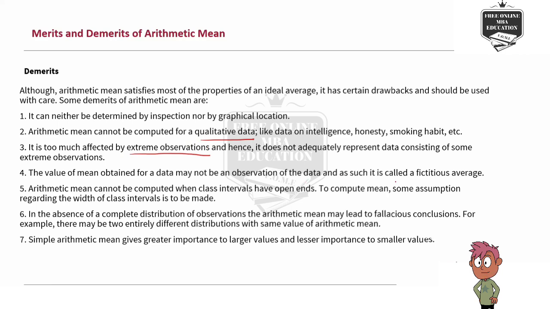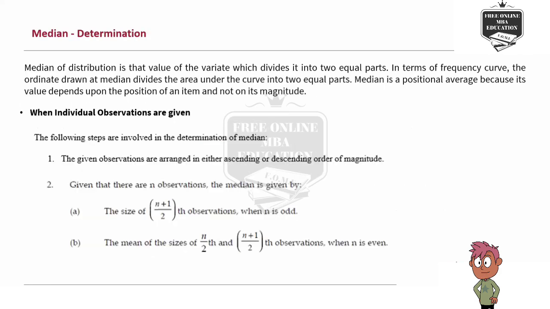As such, it is called a fictitious average. In the absence of the complete distribution of observations, it may lead to fallacious conclusions. And lastly, the simple arithmetic mean gives greater importance to larger values rather than the smaller values. So this was the simple arithmetic mean that we had.